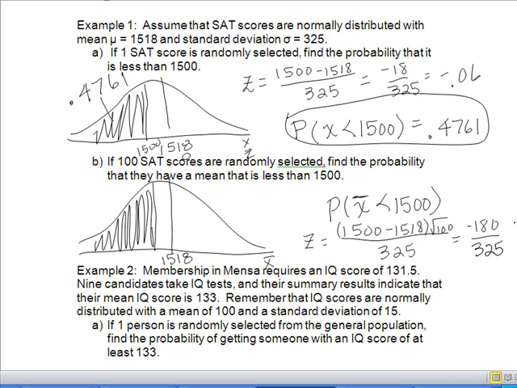All right, example 2. Membership in MENSA requires an IQ score of 131.5. 9 candidates take IQ tests, and their summary results indicate that their mean IQ score is 133. Remember that IQ scores are normally distributed with a mean of 100 and standard deviation of 15. Part A. If one person is randomly selected from the general population, find the probability of getting someone with an IQ score of at least 133.